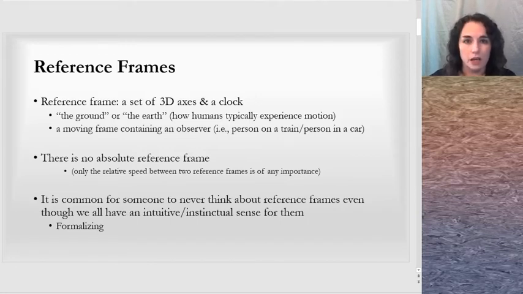I find that it's common for people to never think about reference frames in that formal way, and to have an intuitive or instinctual idea of reference frames in general. I think it just comes from our experiences, or is programmed in, that this is an idea that feels very easy to catch on to. The challenging part is formalizing it. How can we formalize this idea into science?